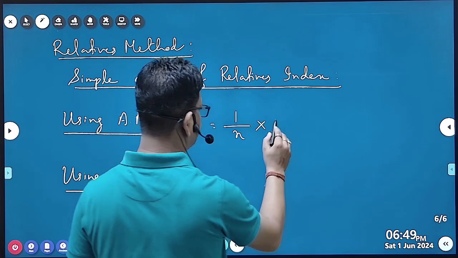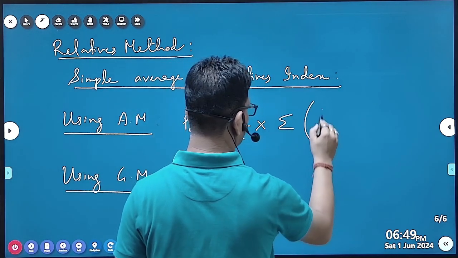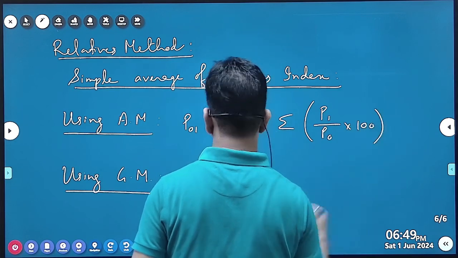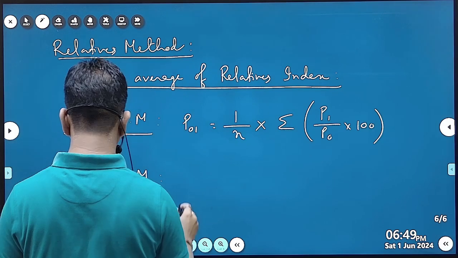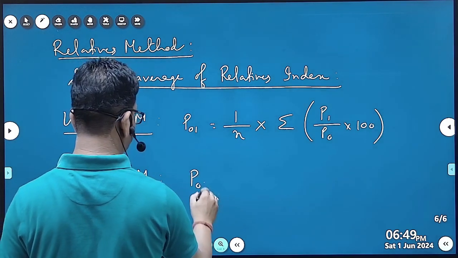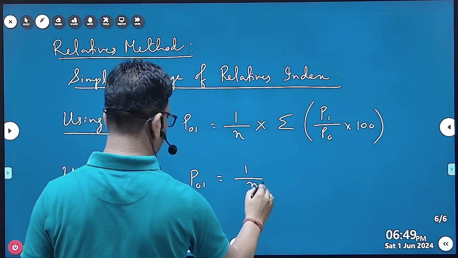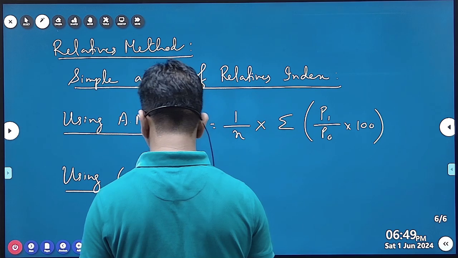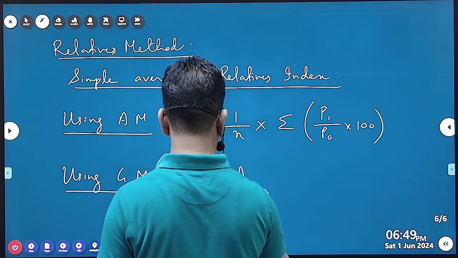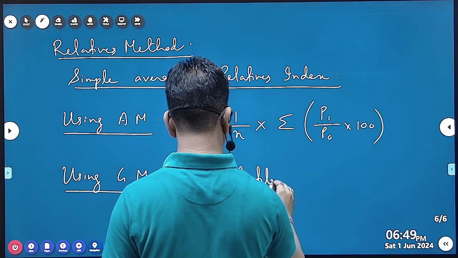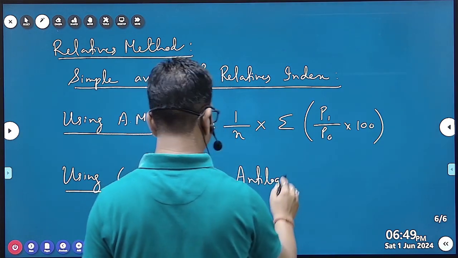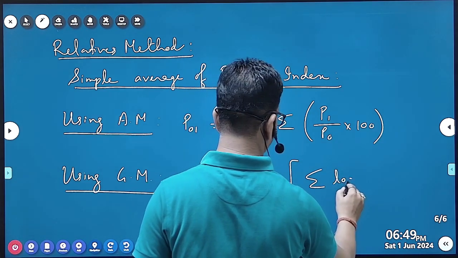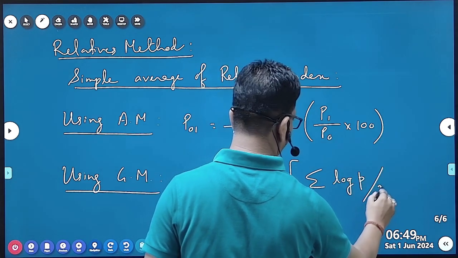So summation of P1 by P naught multiplied by 100. Okay, so here also 1 by n, sorry, it's an ZM only. So antilog of summation of log P, whole divided by n.